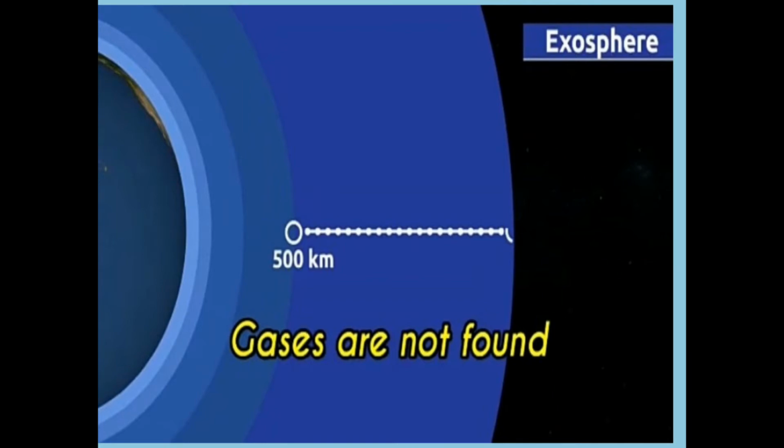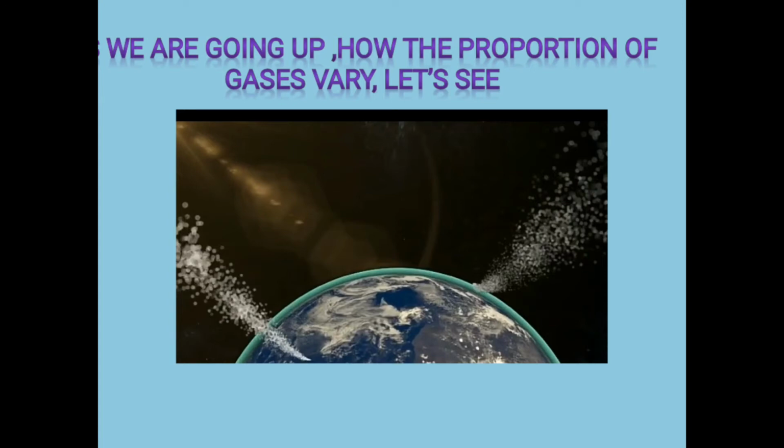In this slide, observe the last layer of the atmosphere, that is the exosphere, which is 50 km away from the ionosphere. And in this layer, gases are not found. So students, through all these slides, we come to know that in the layers of the atmosphere, as we go up, the proportion of gases varies. How the proportion of gases varies, let us see through one activity.